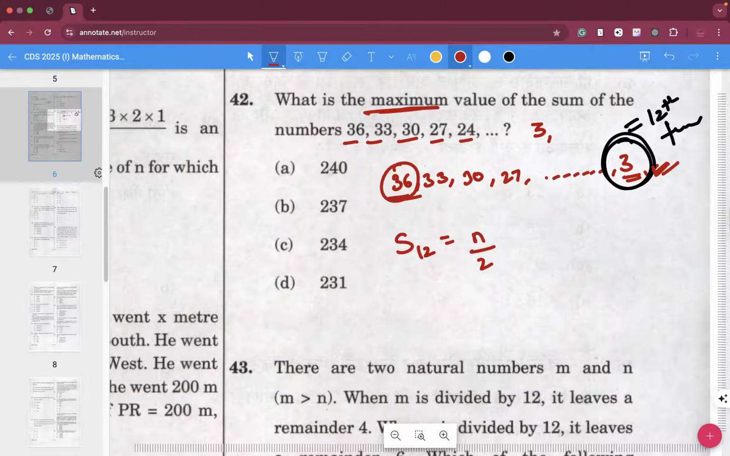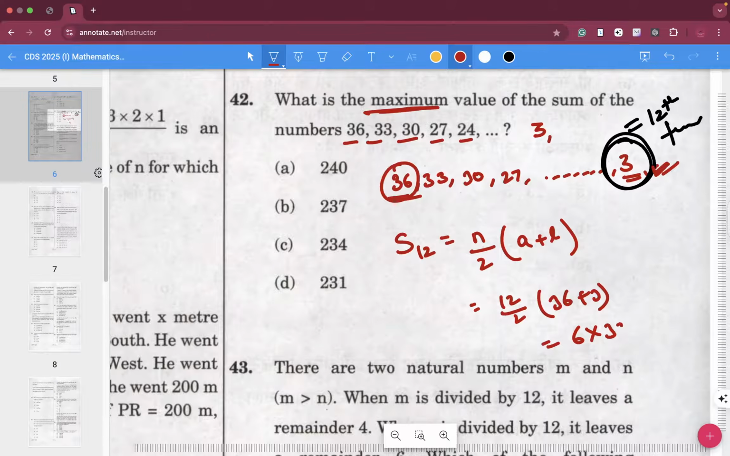Can we use the formula n by 2 into (a plus l)? n is 12, so 12 by 2 is 6, and 36 plus 3 means 6 into 39. If you calculate this number, you will get 234.